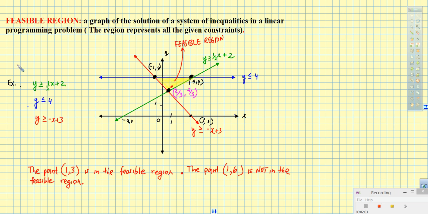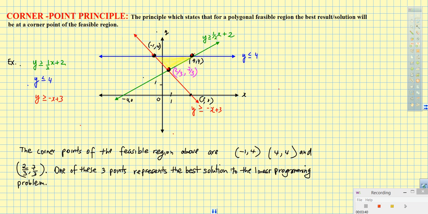So for example, if I chose the point (1, 6), it would be out here somewhere that I'm coloring in black. And because it's not inside the feasible region, it's not in the area that is shaded in, then I know that it's not within the feasible region. So I know that the point (1, 6) does not satisfy all three of the given inequalities, which are the ones here on the left in green, blue, and red. Okay, so having said that, let's move on.